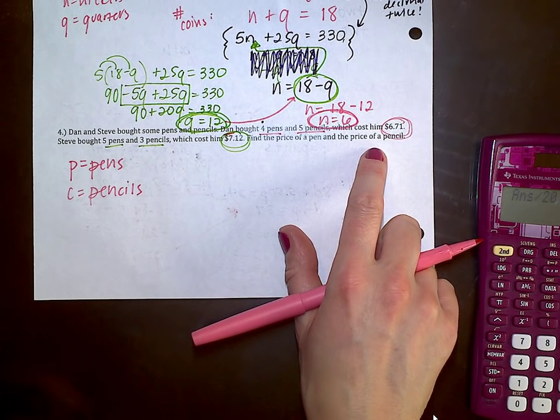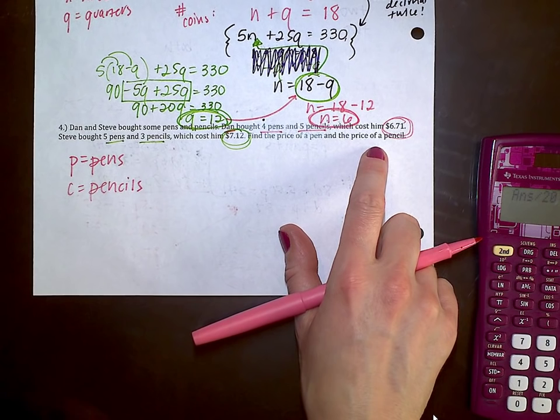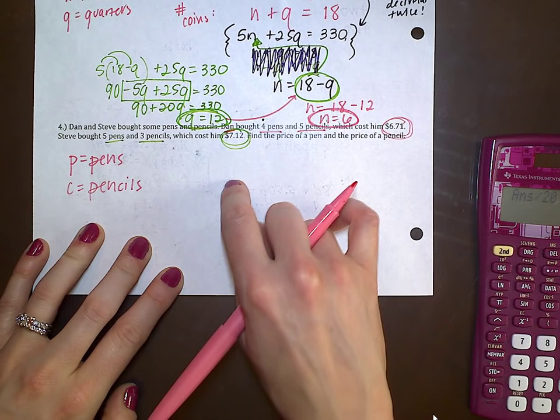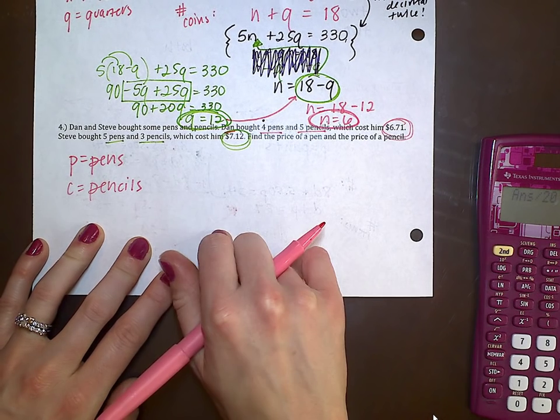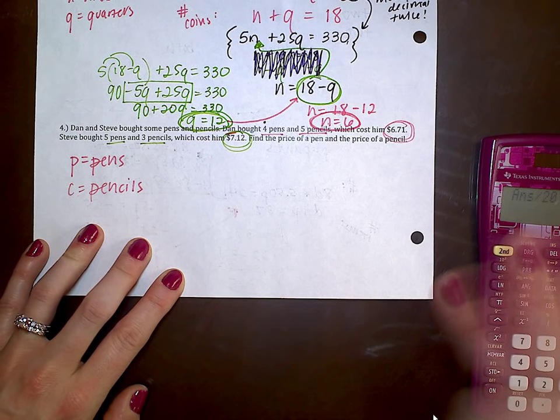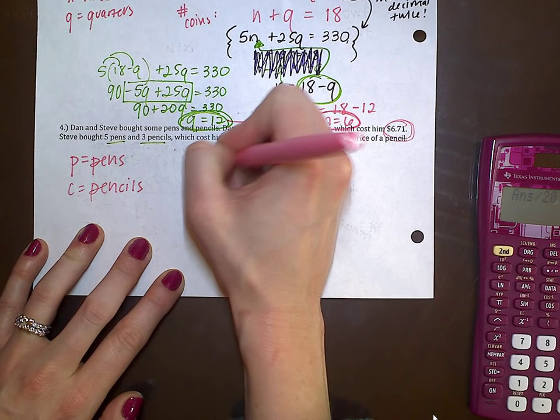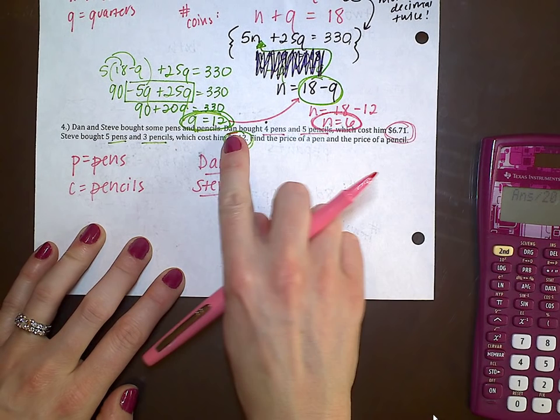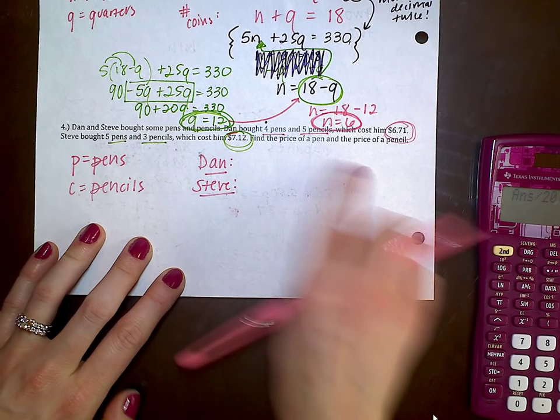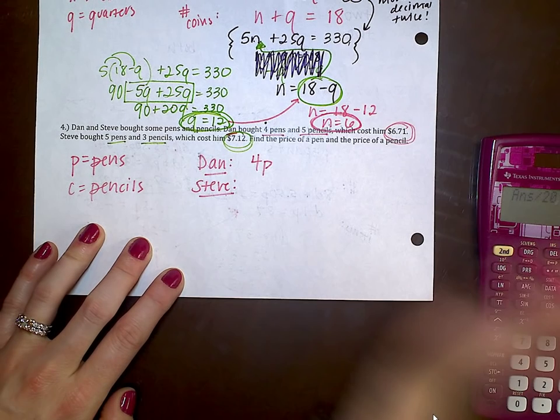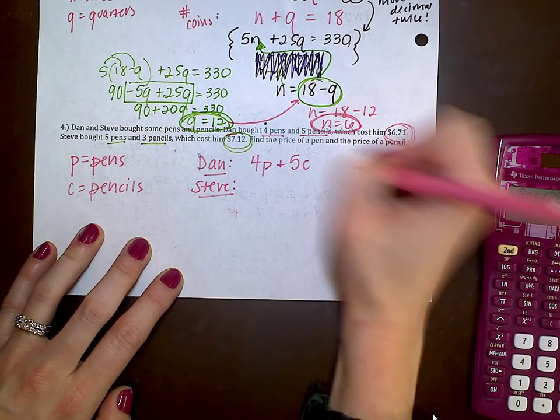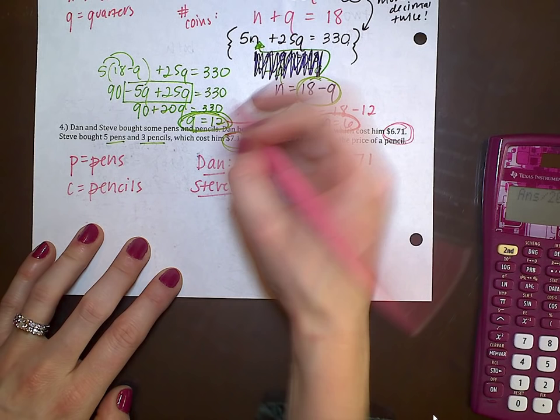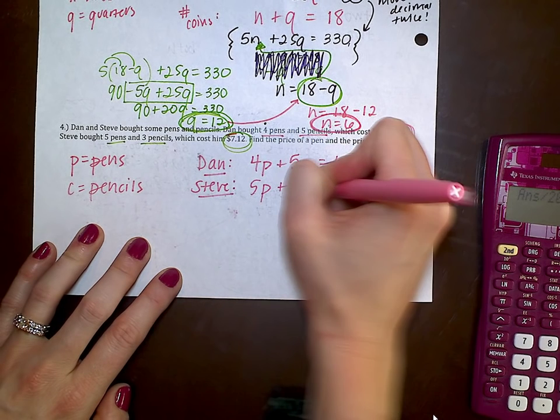So this setup, and this one may be a little bit easier than some of the others. This is not organizing the money information together and then the other numbers in the other equation. This one, the two people kind of separate the equations. So one equation is about Dan and one is about Steve. So organize Dan's sentence into an equation. He bought 4 pens, add on to that 5 pencils, and he spent $6.71. Steve bought 5 pens and 3 pencils, and he spent $7.12.